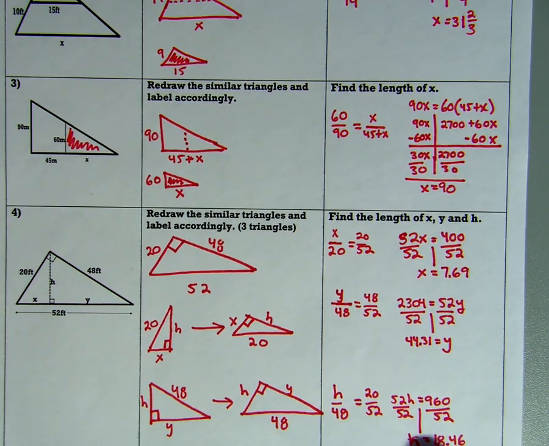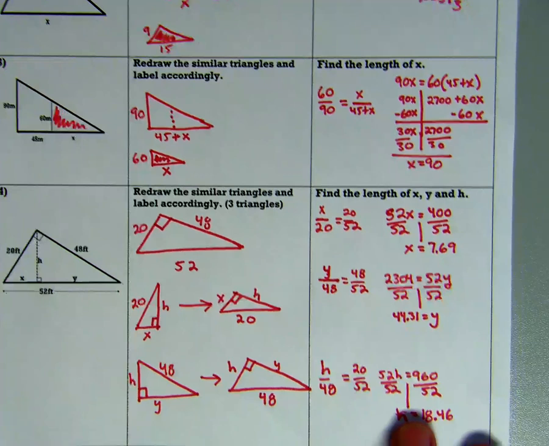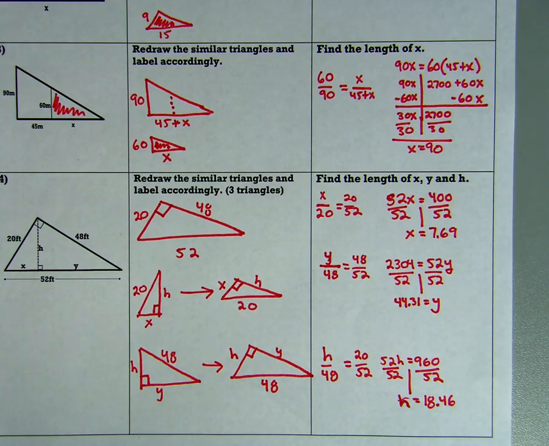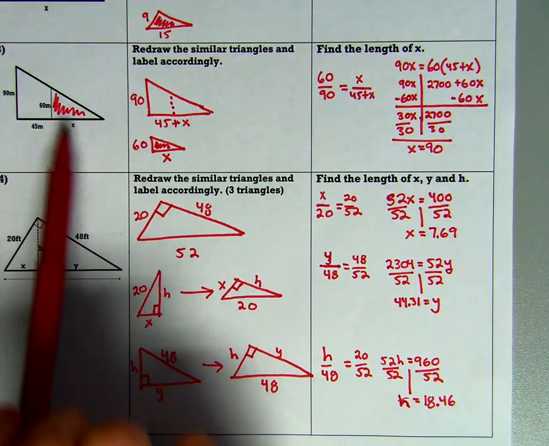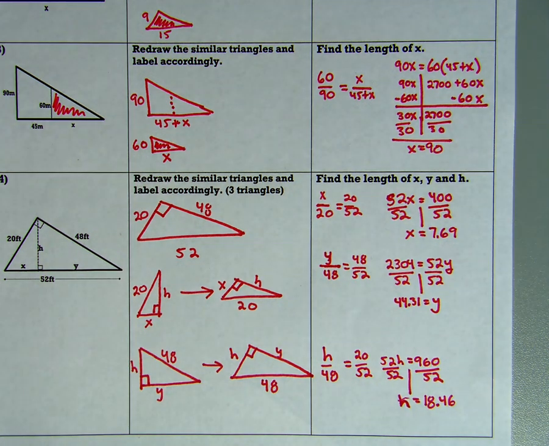Number 3. Go ahead again and shade in my smaller triangle and bring it down here. Go ahead and get that 60/90 is equal to x over 45 plus x. Go ahead and solve it out, and I should get that x is equal to 90. And lastly is number 4.